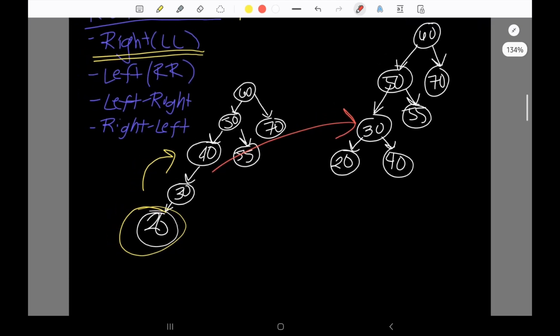It is 50. You're correct. 50. Wait. 50. This is the new root now. And what will be its children?